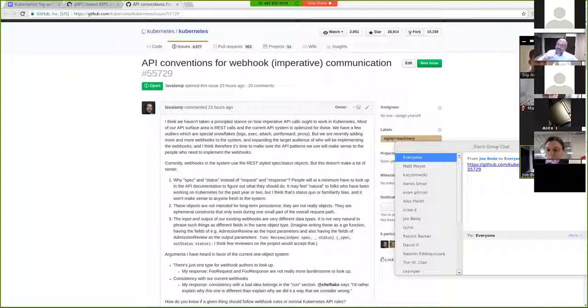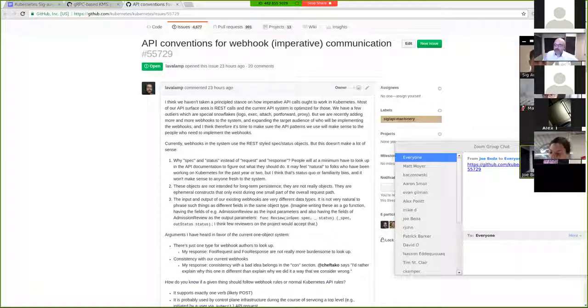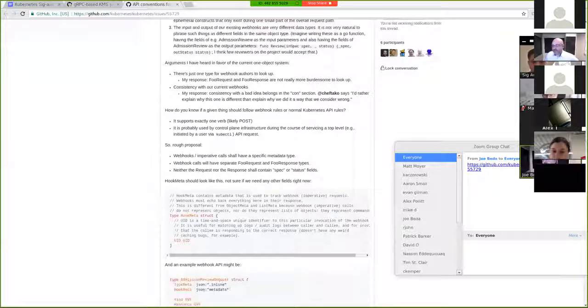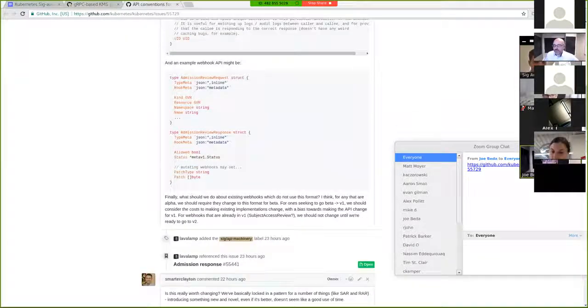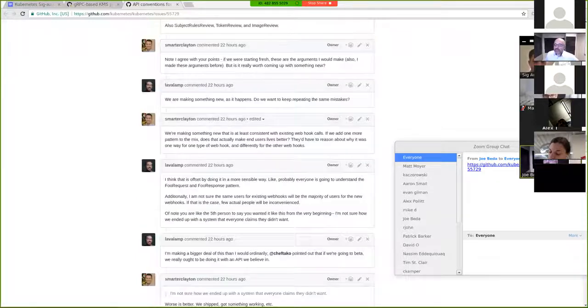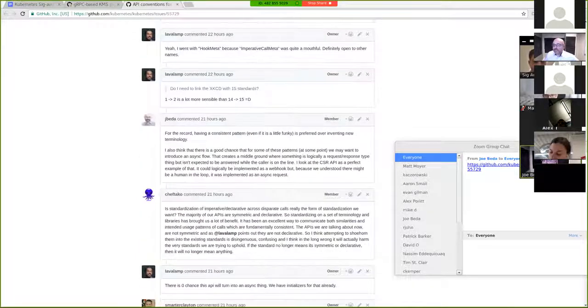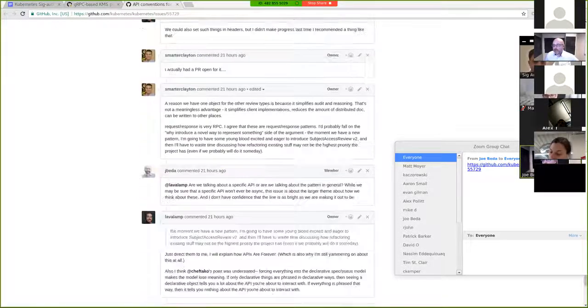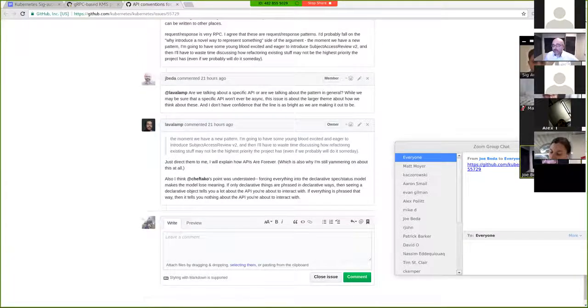As API machinery was going towards mutating admission controllers via webhooks, a discussion spawned from that: what is the form of the webhook? Should it use our traditional spec and status, or should it move to a more gRPC-based request and response type of thing? This hit last minute. We're going to talk about it at SIG Architecture, and it spawned the issue that I linked here. What we're seeing in this issue with this PR is yet another new form of webhook that is different from all of our other webhooks.